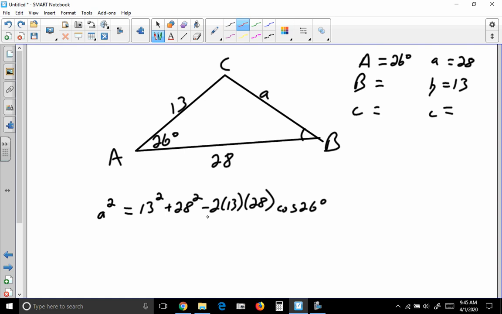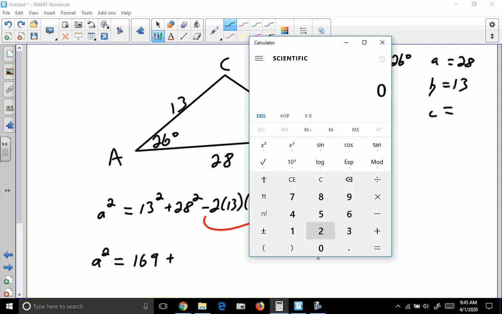One place we have to be careful is here with our signs, because we have a minus or a negative in front, and sometimes when we take cosine, we also have a negative. So when I type this in my calculator, I'm going to type in -2 times 13 times 28 times cosine 26 degrees, and whatever sign my calculator tells me, that's the sign I'm going to write down. So we have A squared equals 13 squared, which is 169, plus 28, not 8, but 28 squared, which is 784.